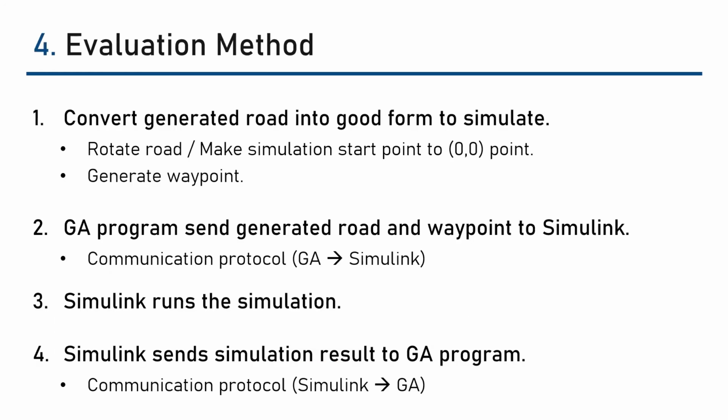To evaluate the road networks, our system goes through the following processes. First, it converts the generated road into a good form to simulate. It rotates the road and makes the simulation start point 0,0. Also, it generates waypoints from the given road. Then, the GA program sends the generated road and waypoints to Simulink to start the simulation. After Simulink finishes the simulation, it sends the simulation result back to the GA program.